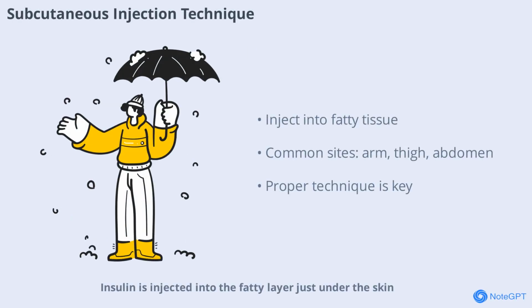Insulin is injected into the fatty layer just under the skin, known as the subcutaneous tissue. The most common sites are the upper arm, thigh, buttocks, and abdomen. Healthcare providers teach patients the correct technique, including how to prepare the skin, insert the needle, and dispose of used needles safely. Proper technique ensures the insulin is delivered where it's needed for optimal absorption.